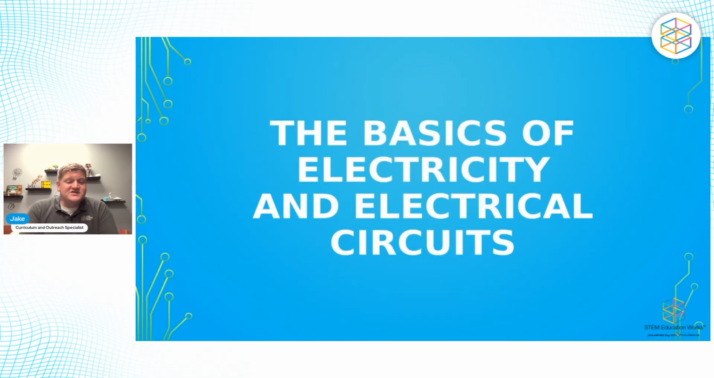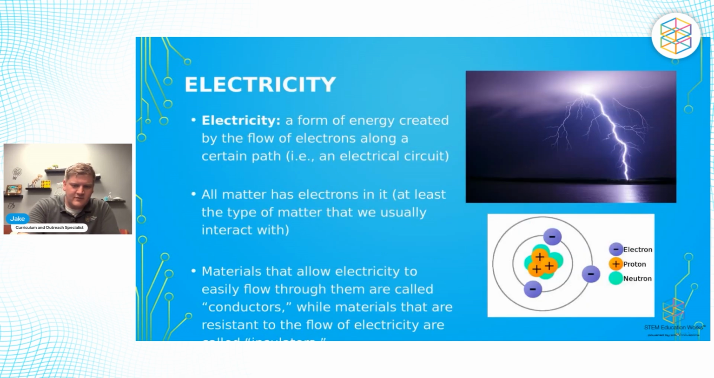And so the first thing that we're going to go over today is the very basics of electricity and electrical circuits. We're going to start off with the easy stuff and then work our way into some of the harder stuff later on. So right off the bat, what is electricity? Electricity can be defined as a form of energy that is created by the flow of electrons along a certain path, i.e. an electrical circuit.